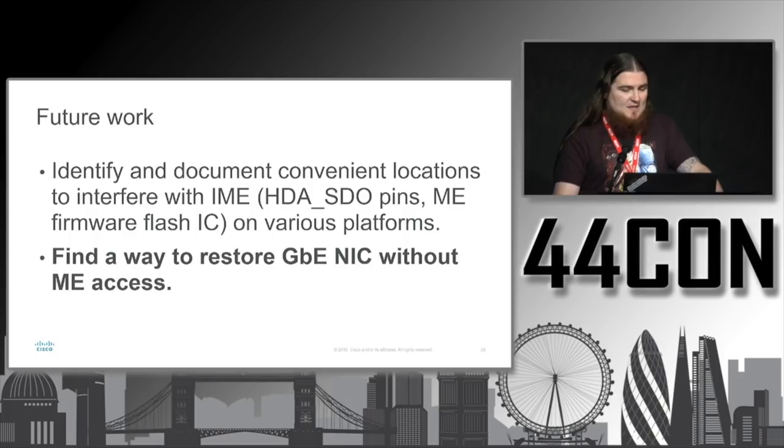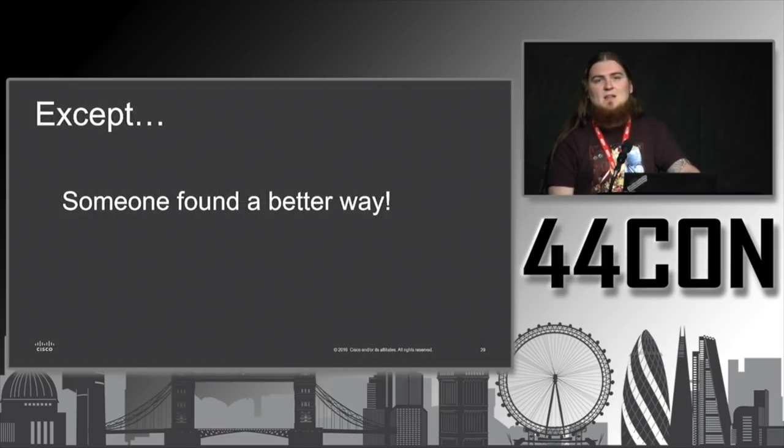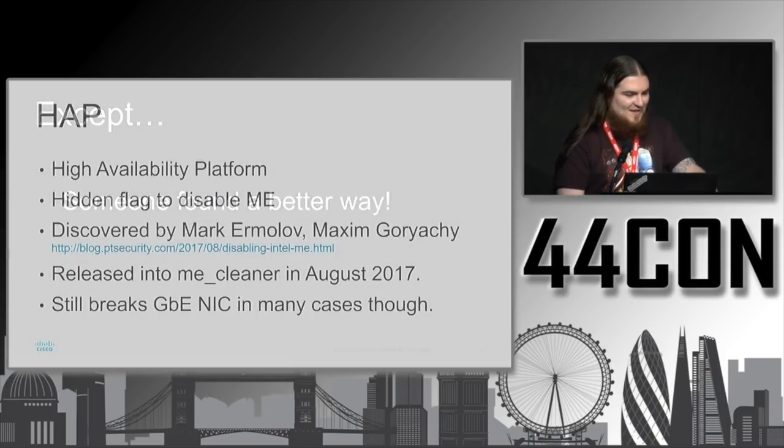So the future work for this part is trying to identify and document convenient locations to interfere with IME, and find a way to restore the gigabit NIC without ME access, which would be quite nice. Except somebody found a better way. So about a couple of weeks before this talk, as is always the way, I spent ages doing a whole bunch of research, and two people come along and nullify it all.